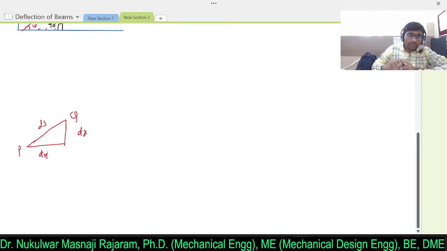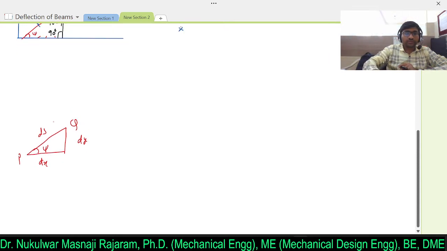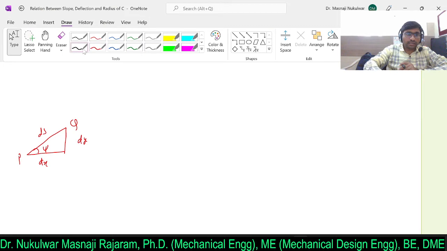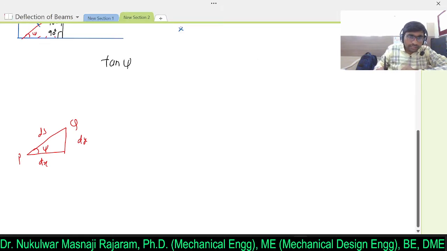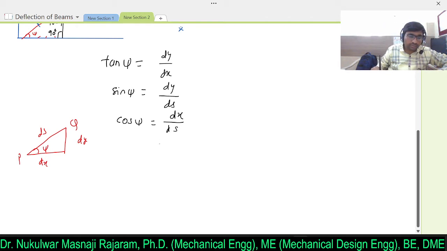I will consider again the same triangle which we have already considered, that is DCS, this is point P, point Q, dy and dx, just this one. Clear? Now we have already seen that this angle is nothing but the psi angle. Clear? So from this angle I can evaluate tan psi. So what will be tan psi? dy divided by dx. If I consider sin psi, then that will be dy divided by ds. Then cos psi will be equal to dx divided by ds.